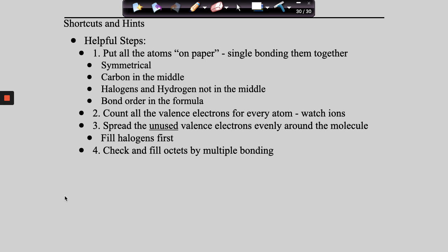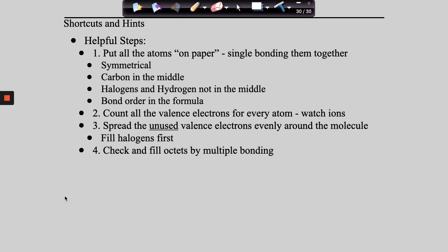So there you have it. There's your steps. These 4 steps every single time. If you find that these are getting difficult for you, do the steps. Step number 1, put them all on the paper. 2, count up all the valence electrons. 3, spread the unused electrons out. We'll talk more about that in a minute. And then finally, check the octet rule and make multiple bonds if you need.